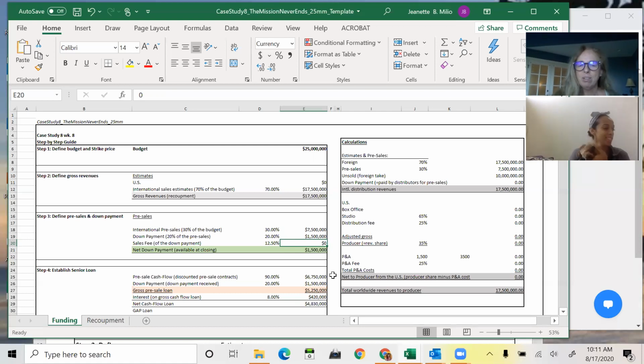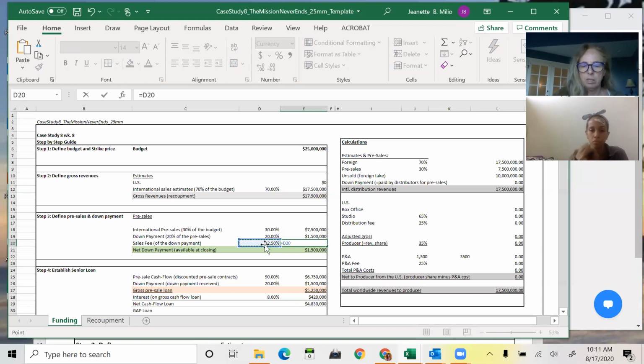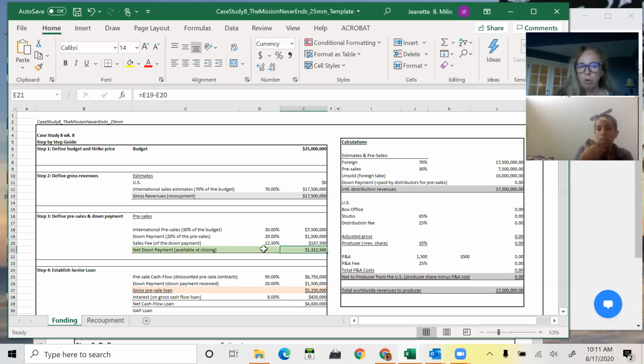So what we're doing now is we're calculating how much money we have to give the sales agent from our down payment. In the assumption, it says 12.5% of our down payment is going to have to be paid to the sales agent. So all we're doing is 12.5% times our down payment, which is this. So what do we actually have in our hands right now? How much money do we have from this down payment? That is the down payment minus what we paid the sales agent. That's how we get to the 1,312,000.